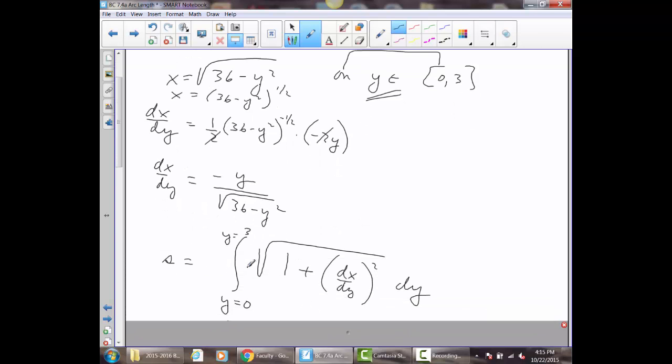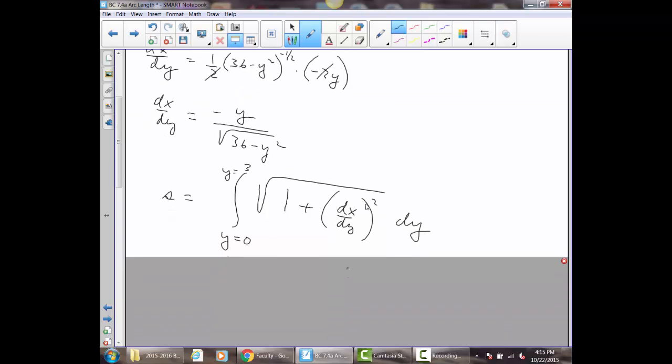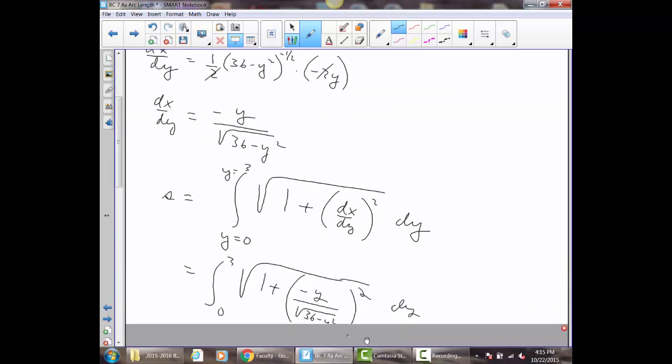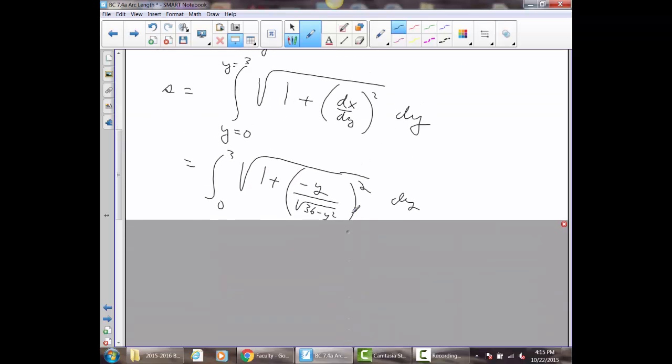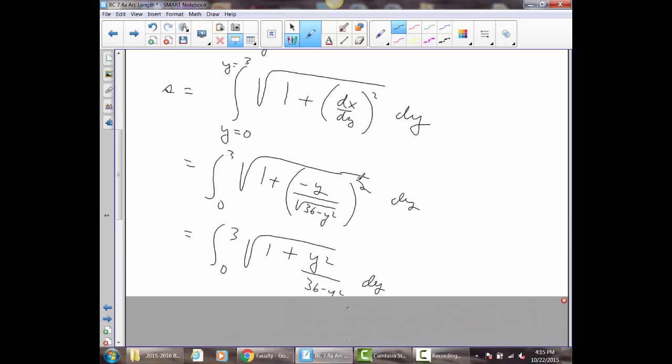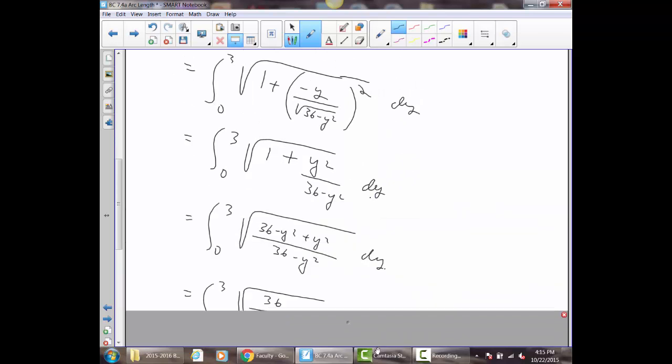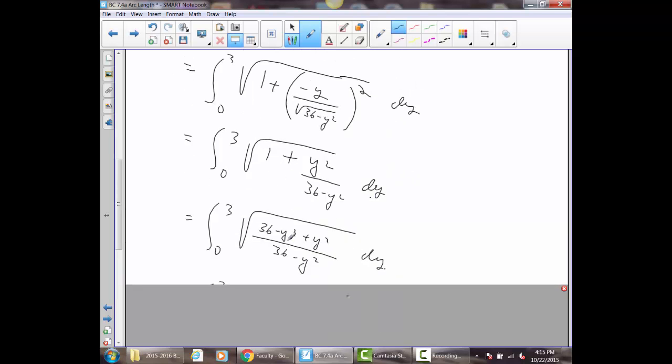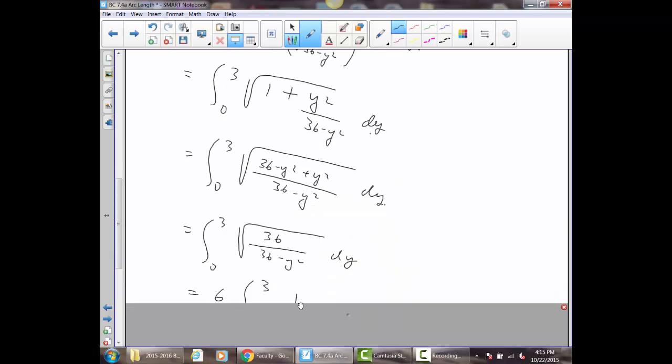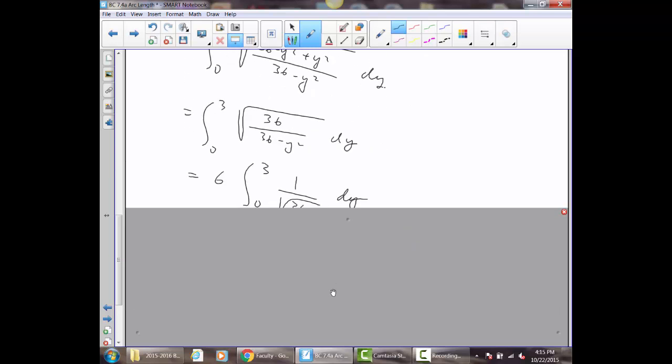I'm ready to plug that into my formula for the arc length. So it's the integral from y equals 0 to y equals 3 of the square root of 1 plus (dx/dy) all squared, which will be the square of that expression. So when I plug in that expression, I then square. I have y squared over 36 minus y squared. The square root disappears. I'm going to find a common denominator. I'm going to simplify the numerator. I'm going to break it up.